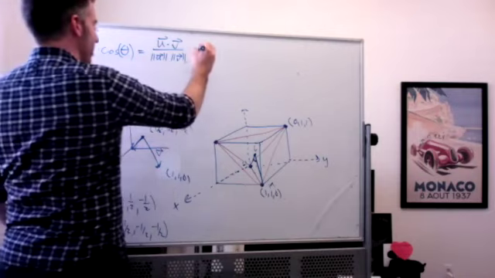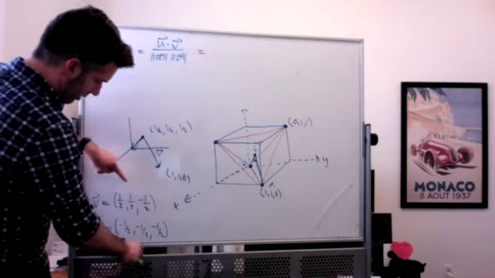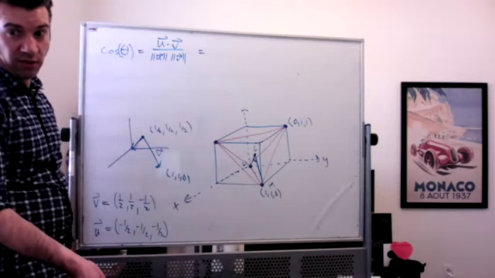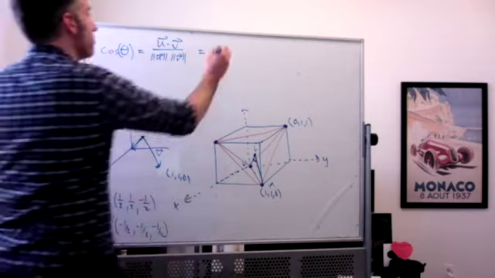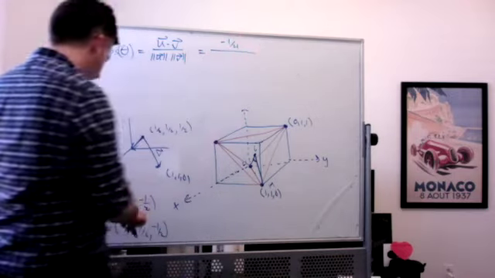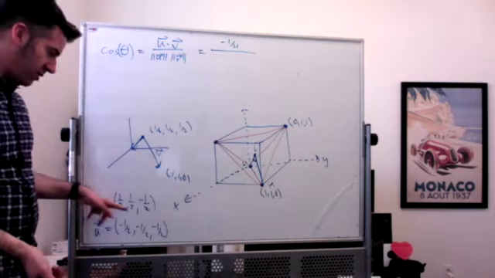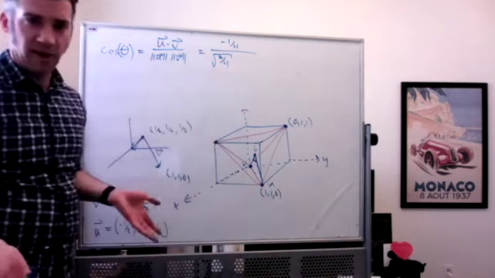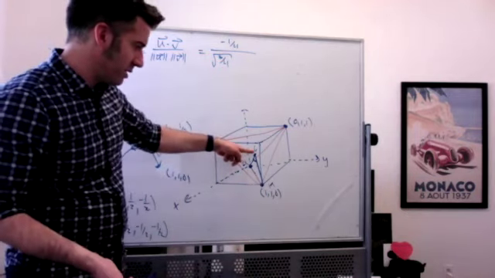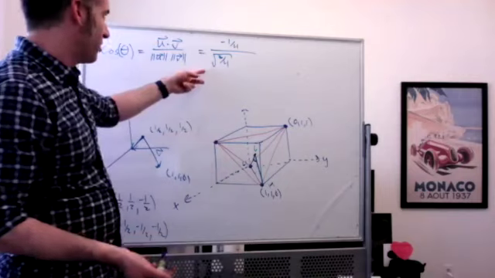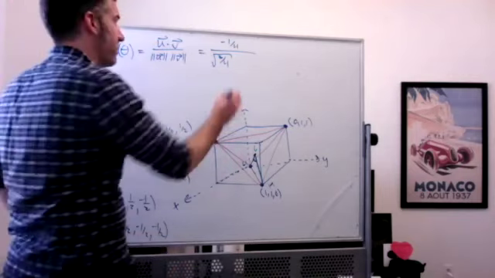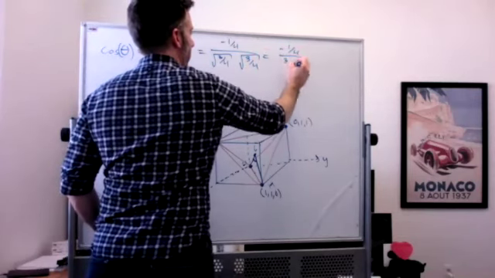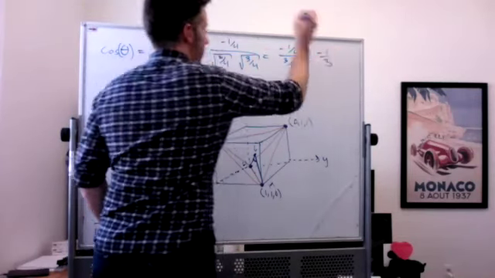So u dot v is negative 1/4, negative 1/4, positive 1/4. So that's going to be negative 1/4. The magnitude of u is the square root of 1/4 plus 1/4 plus 1/4, so the square root of 3/4. U and v should have the same magnitude, right? They're both the distance from the center to one of the ends. So the magnitude of v is also the square root of 3/4. So we have negative 1/4 over 3/4, which is negative 1/3.